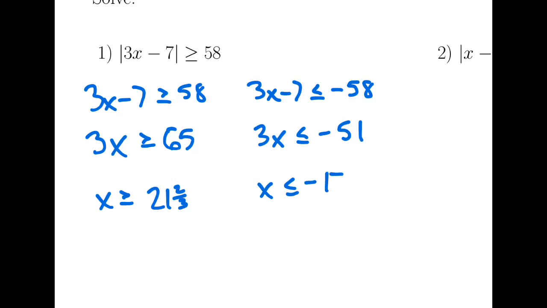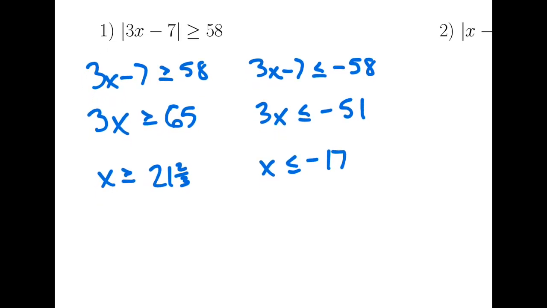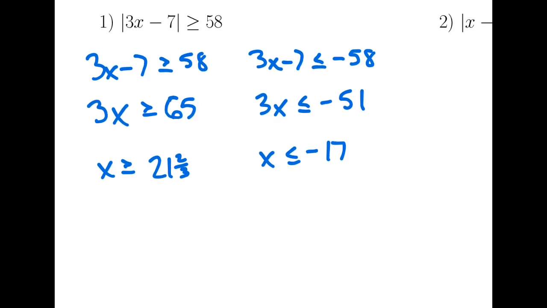So negative 17. I think on this one I probably meant for that not to be a 58. That was probably supposed to be something else. I bet that's a typo. But either way, it's still solvable. So there's negative 17.